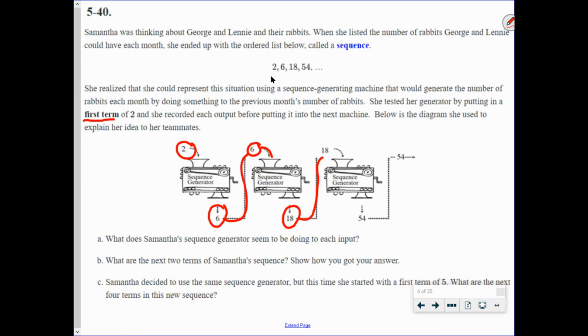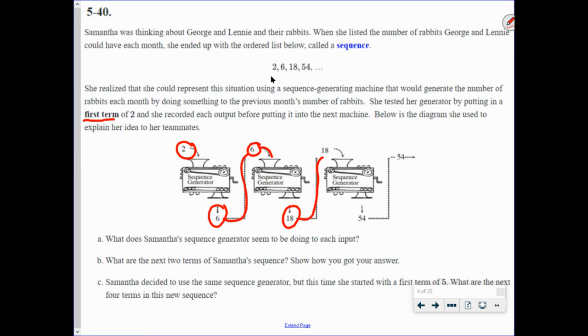Okay. So question A. What does Samantha's sequence generator seem to be doing to each output? So on your paper, please go ahead and write an answer. Pause, write an answer. When you're done, unpause it. And don't you dare just give me a +1. No, give me a sentence, please, explaining what exactly is happening there. Got it? When you're done, unpause it and we'll check.